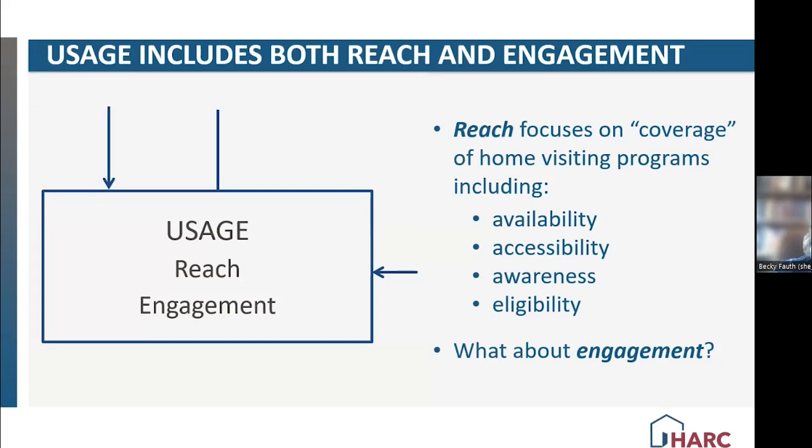Elements of reach include availability and accessibility of home visiting programs, people's awareness of home visiting programs, and program eligibility criteria. Outreach is a key component of reach that focuses on how programs and staff identify and connect with eligible or potentially eligible families. Strong outreach can ensure equitable distribution of home visiting resources. I'm not going to say much more about reach today, as our work to date has really focused on engagement. So we're excited to share the work that HARC has done to develop a shared language around engagement.